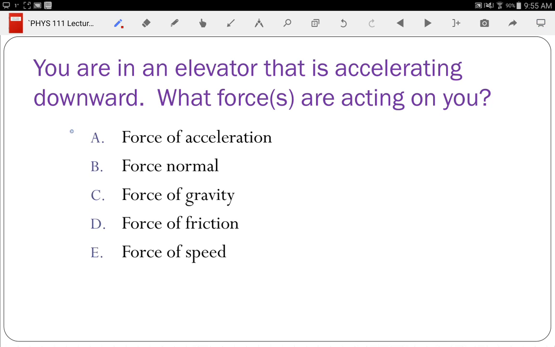Here are the answers we had. All but one person said the force of acceleration. 5 people said force normal. 8 people said the force of gravity. 7 people said the force of friction. And 7 people said the force of speed.